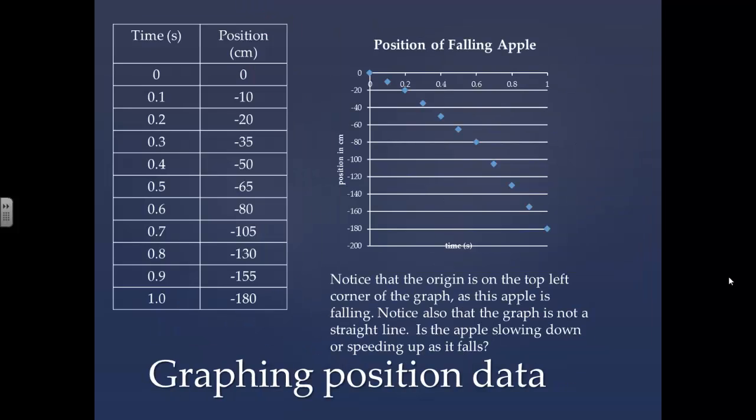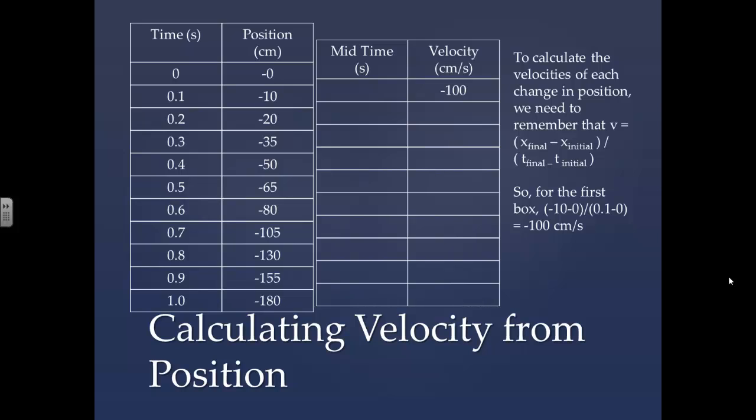Notice, if we make a graph of this position versus time data, that the origin is on the top left corner of the graph. This is because the apple is falling. Also, notice the graph isn't really a straight line. Do you think the apple is slowing down or speeding up as it falls? Let's calculate the velocities from our position data.